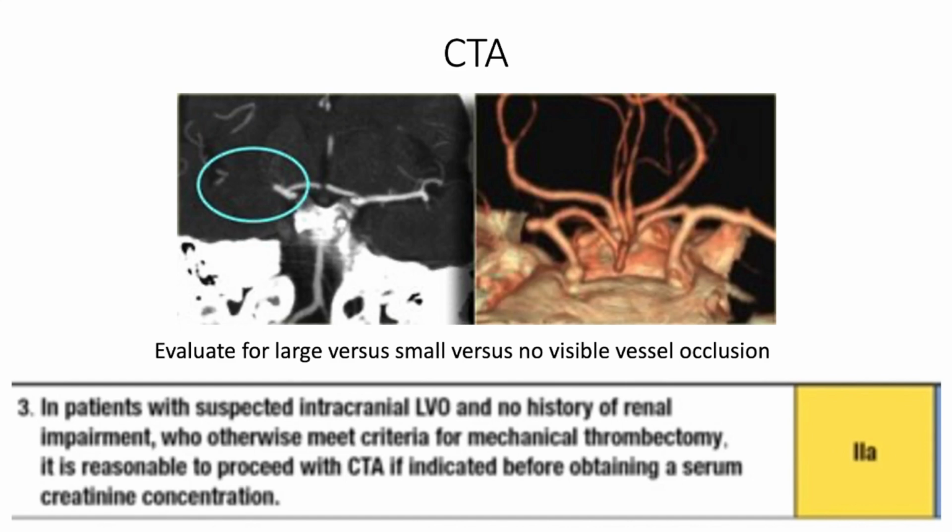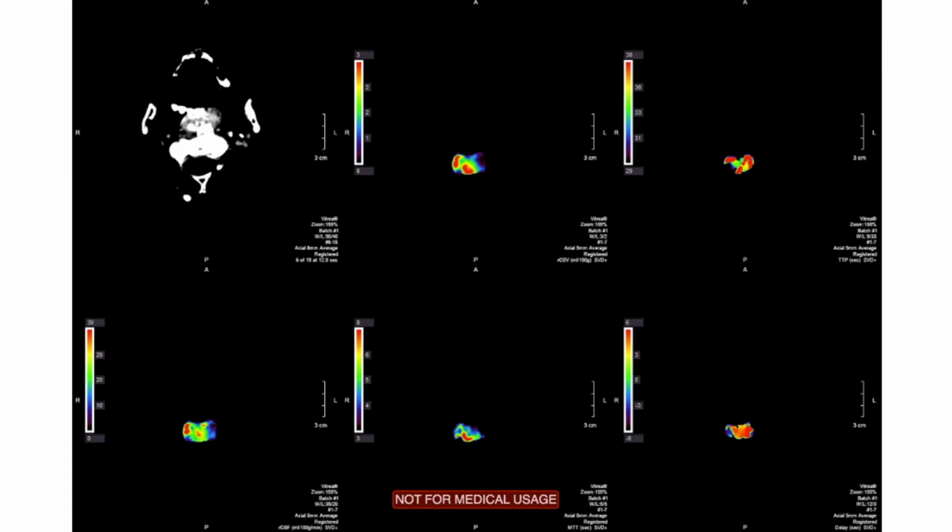In the CT angiogram, you are looking for large vessel occlusions, and you do not need to wait for any serum creatinine renal function tests to establish renal impairment. You just need to go ahead with your CT angiogram. No need for doing the RFTs.